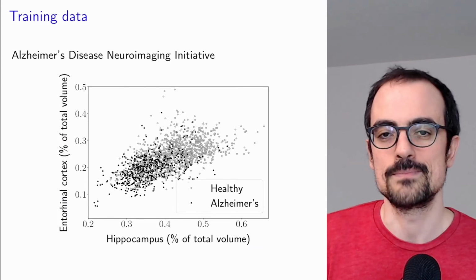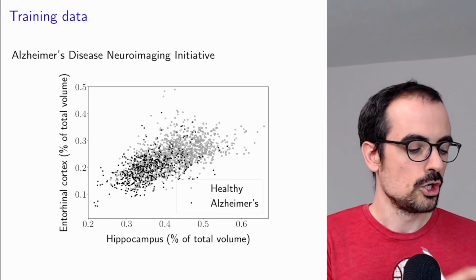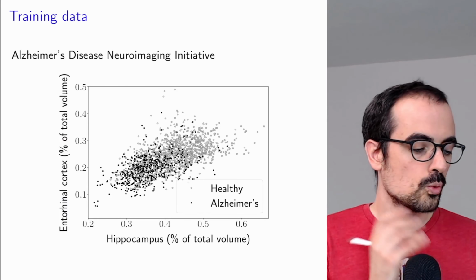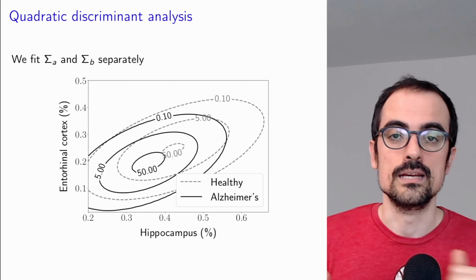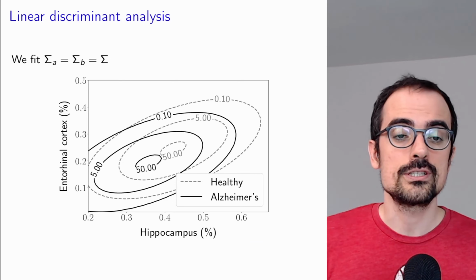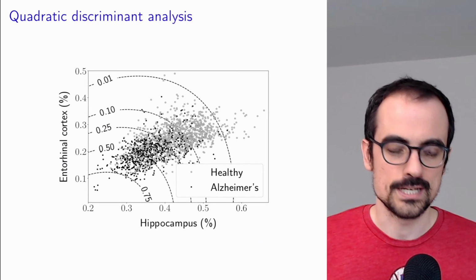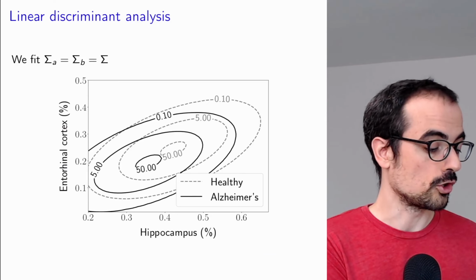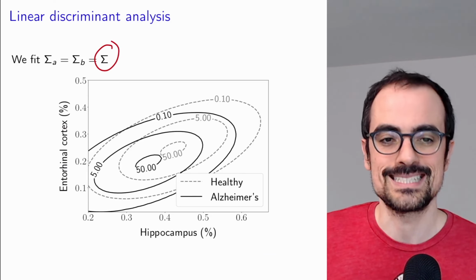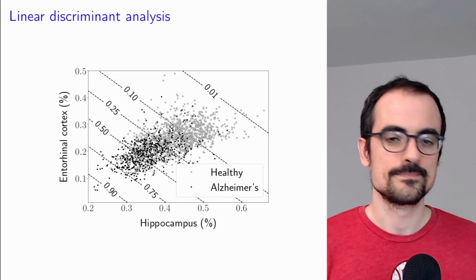Maybe I should have shown you directly, but again, just recapping, we have our training data. If we fit the two Gaussian distributions separately to each class, and then we compute the conditional probability of Alzheimer's or healthy given the features, we get this quadratic function. But if we constrain the covariance matrix to be the same, then we're going to get a linear boundary that looks like that.